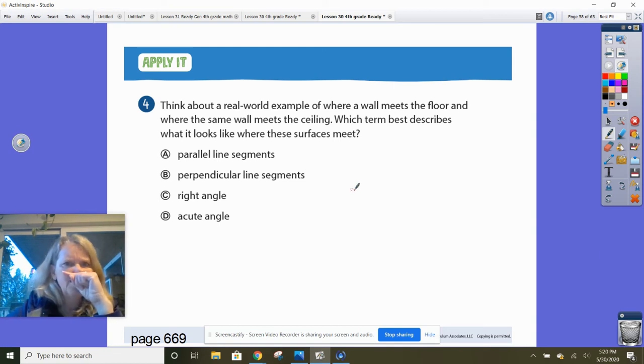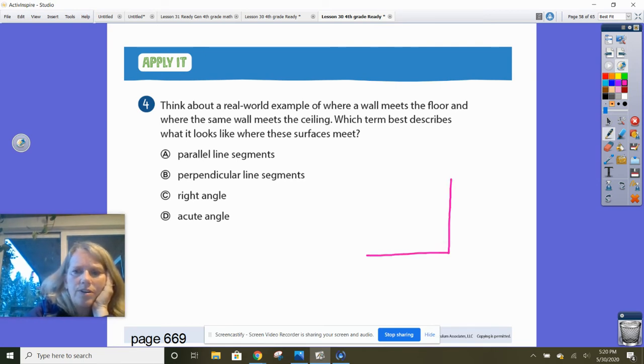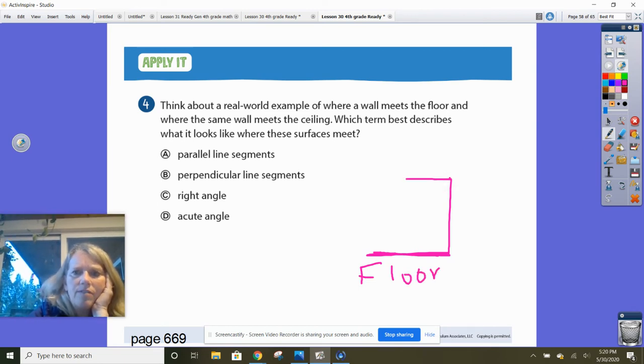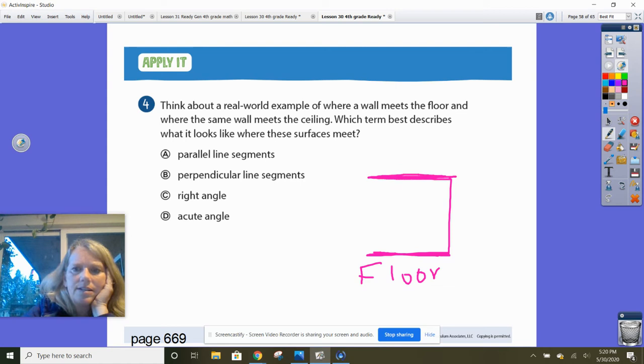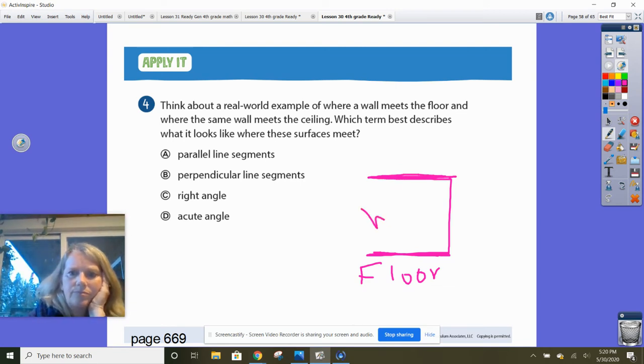Kind of depends on your wall, so I don't know if this is the best question. But if you definitely think of, okay, here's a wall and then there's the floor. If this is the floor, draw a picture. This is the wall. If you have a flat ceiling, it would meet like that, and then there's the ceiling.